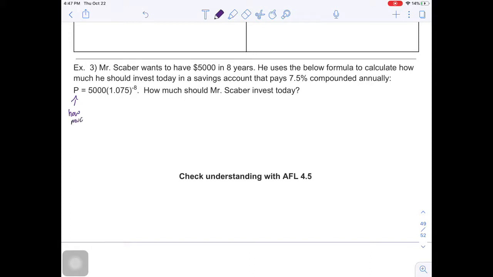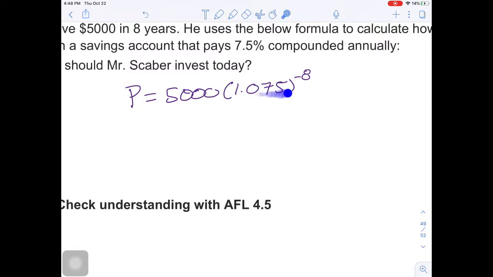We want to figure out how much I should invest today. So we're going to take this, P equals $5,000 times 1.075 to the power of negative 8. So here's an equation that we can solve for P. Now we can use our knowledge of powers and exponents. So recognize there's brackets here. So that means this negative 8 is only affecting this number. 5,000 is not being affected. So I'm going to make that into a positive exponent by putting it on the bottom. So there, now I have a positive 8.